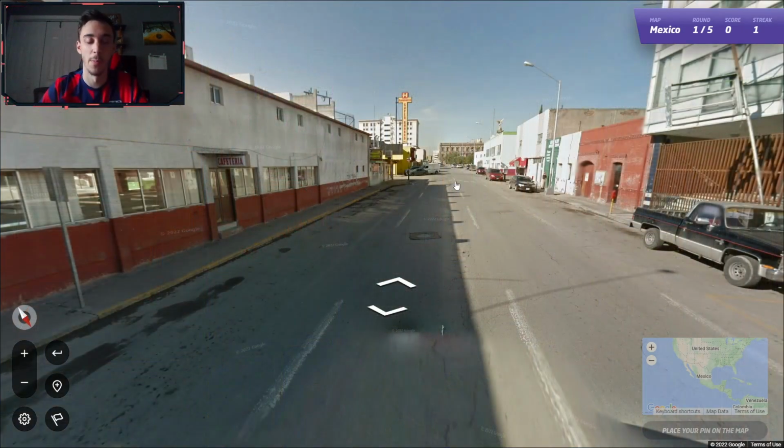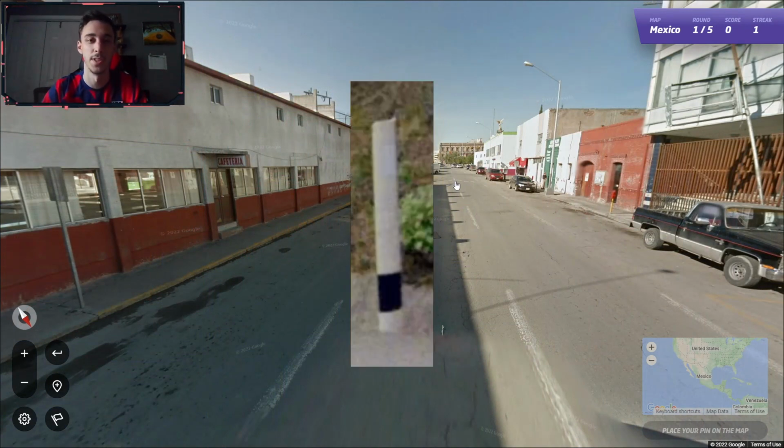I've also been looking around, but I can't find one. The Mexican bollards, you don't really see them that often, but I'll put a picture up on the screen for you to see what they look like. They're also just specific to Mexico.